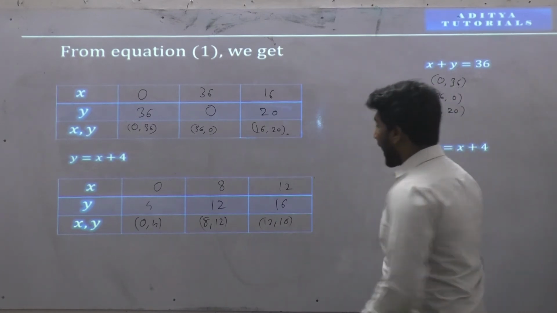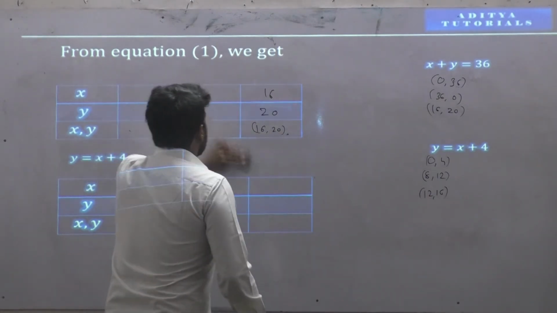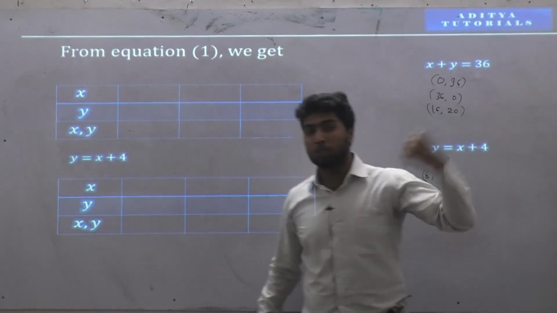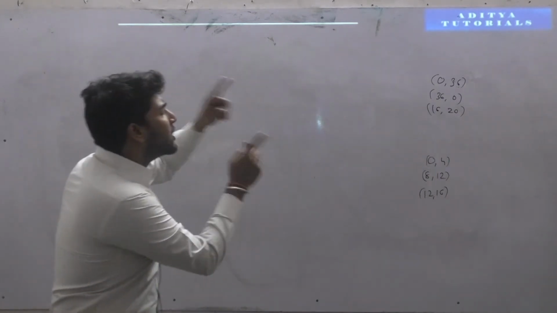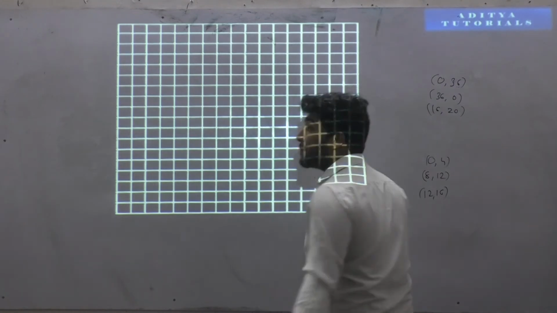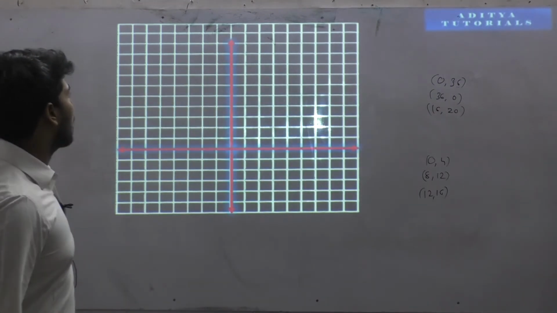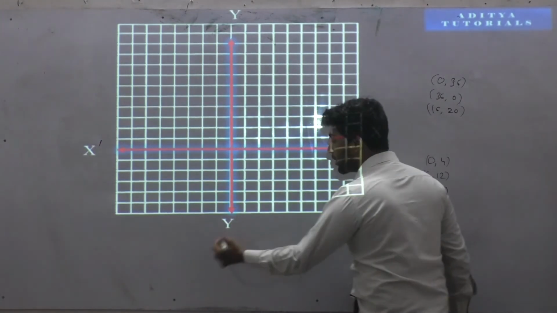Okay. Wiping out all this. Now, it's the time for plotting these coordinates on the graph paper of these two equations. So let's plot these coordinates on the graph paper. Let me introduce the graph and we remember the points to draw a graph. Let's draw first an axis. We got the x-axis, x dash. We got y-axis, y dash.